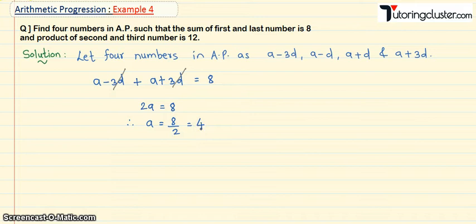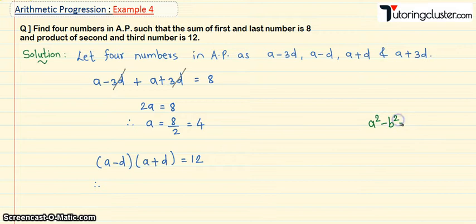Very easy. Then read the second condition: product of second and third number. The second number is a minus d, and the third is a plus d, so the product is equal to 12. What is a minus b into a plus b? It is a square minus b square. So let us use this. This will be a square minus d square, which is equal to 12.